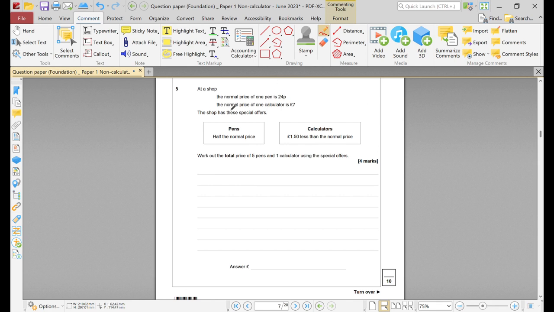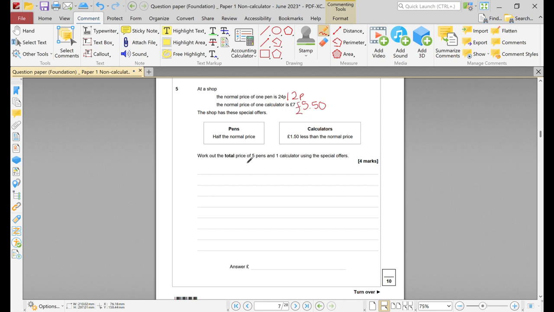The price of a pen is 24 pence. The price of a calculator is £7. It's got special offers on. Work out the total price of 5 pens and 1 calculator using the special offers. Pens are half the normal price. So instead of a pen being 24p, it's 12p. The calculator is £1.50 less than the normal price. So instead of this, it's actually going to be £5.50, because that's £1.50 less.